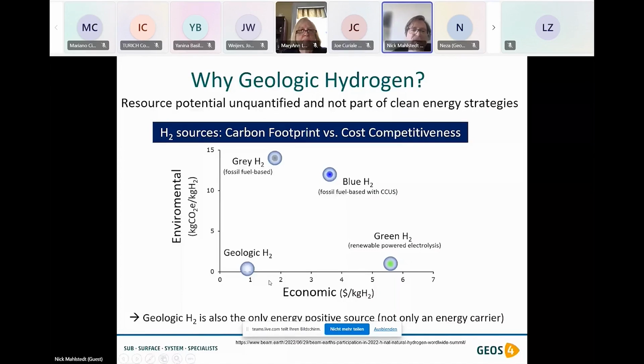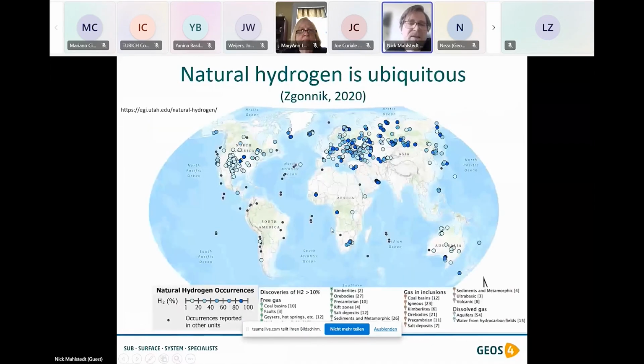Now, geological hydrogen could offer a very clean and low-cost solution, and is actually the only energy positive hydrogen source, delivering 11 times more energy than is needed during its production. So it's attractive. In contrast to Australia, geologic hydrogen is not yet part of the clean energy strategies, mainly because the resource potential is unquantified.